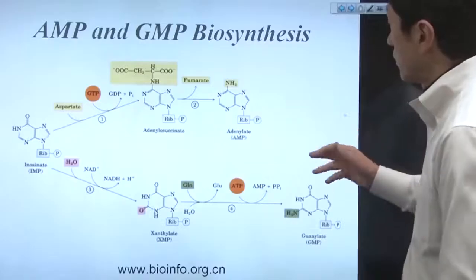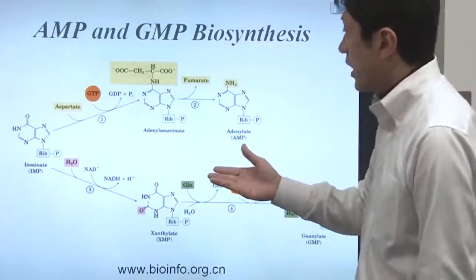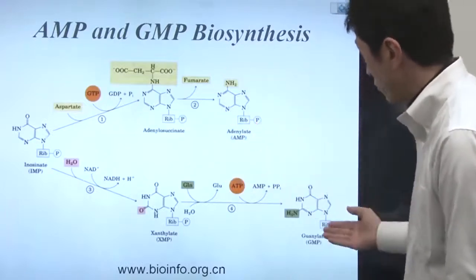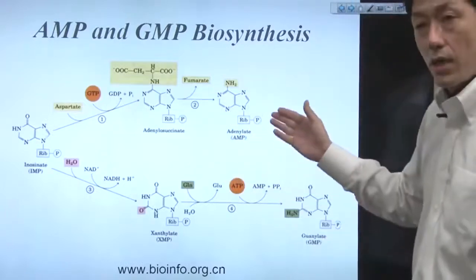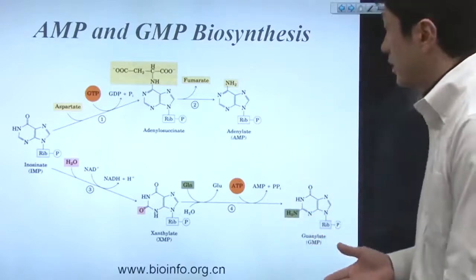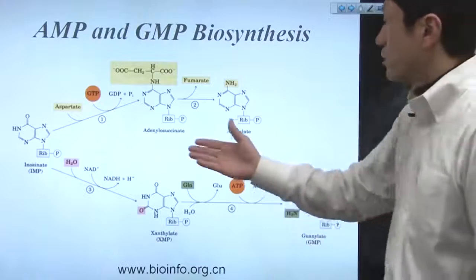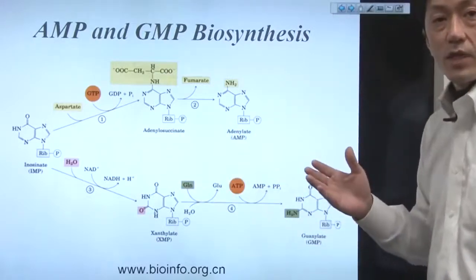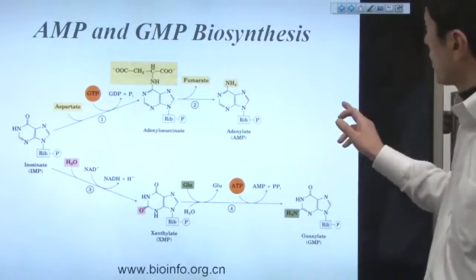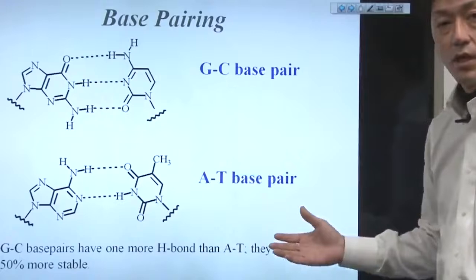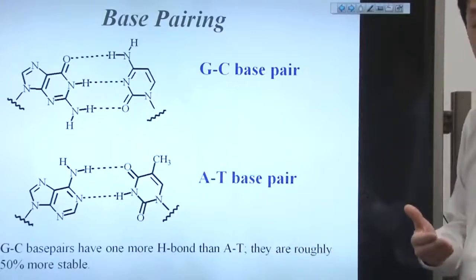So then, look at this one. Inosinate can be converted into adenylate or guanylate. Then adenylate or guanylate are components of DNA. So that's why we love inosinate here. Let's look again at the structures of DNA-based pairs that control genetic information. I told you about these in the previous video clip.